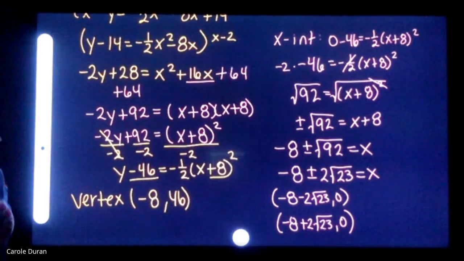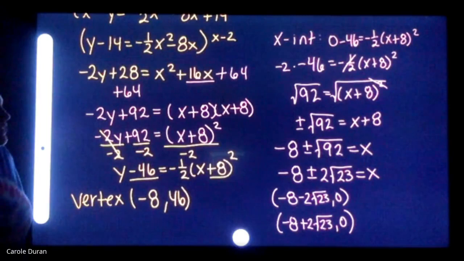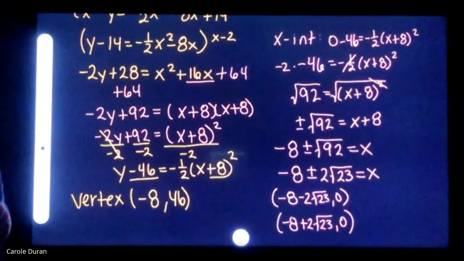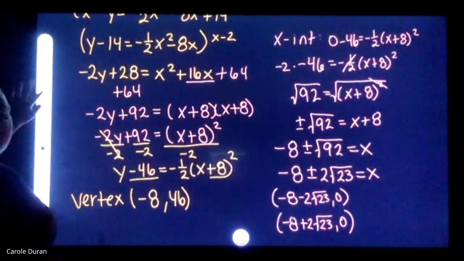We found our vertex and we found our x-intercepts. So I still have to find my y-intercept. The way I can do this is I can plug 0 in for x and solve it out. So that's what we're going to do.